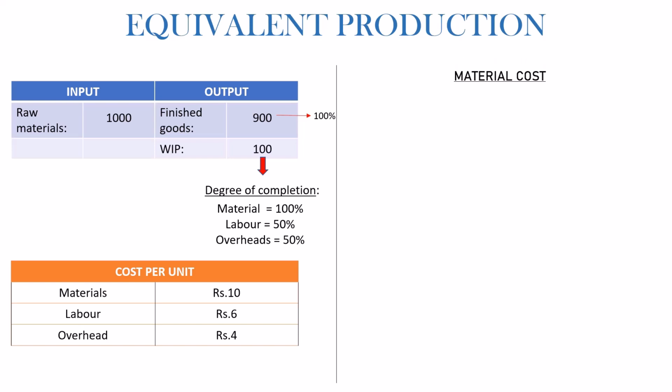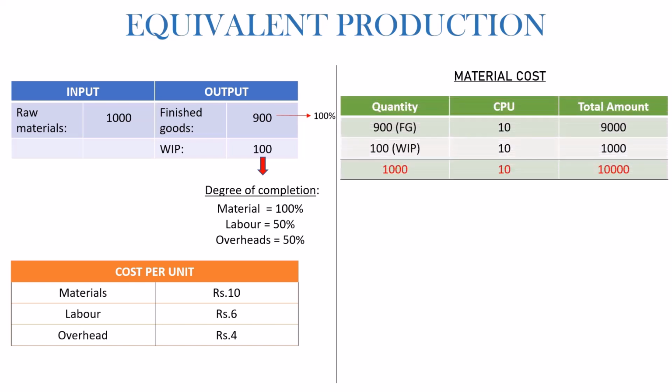Now let us account for material cost. So we know that in quantity we have 900 units of finished goods and 100 units work in progress. Cost per unit for material is rupees 10. So for the finished goods, 100% work is completed. So 900 units quantity into cost per unit 10, which is equal to a total amount of 9,000.